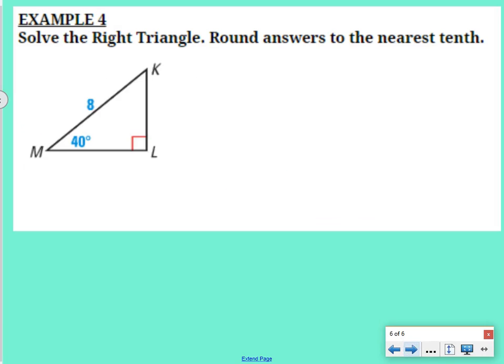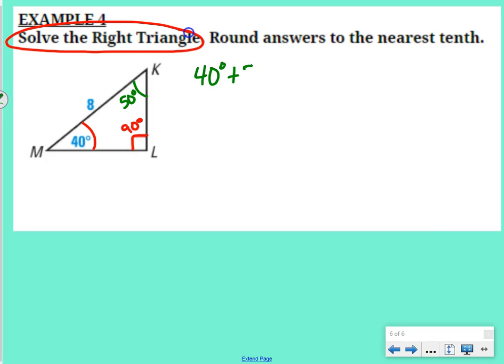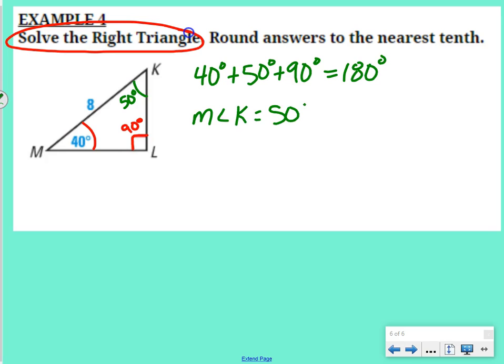Last example for you guys. Solve the right triangle. Round answers to the nearest tenth. So solving the right triangle means we're finding all the angles and all the side lengths. We know it's a right triangle, so we know this is 90 degrees, and we know that this angle is 40 degrees. Using our triangle sum theorem, we can determine that this angle is 50 degrees because we know the measures of the angles of a triangle need to sum to 180. So we know that the measure of angle K is equal to 50 degrees.